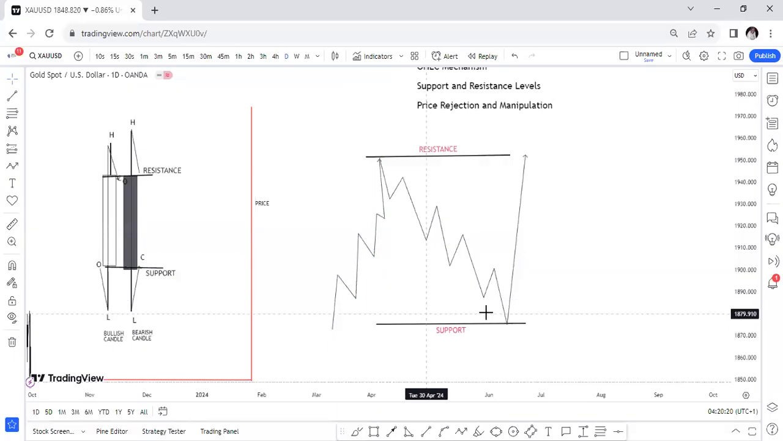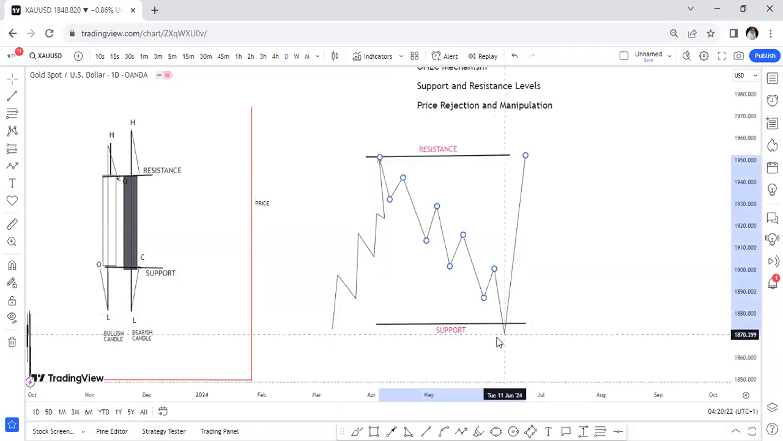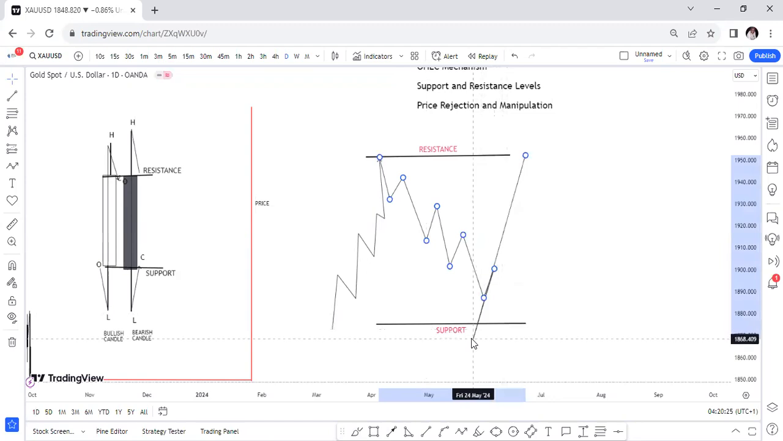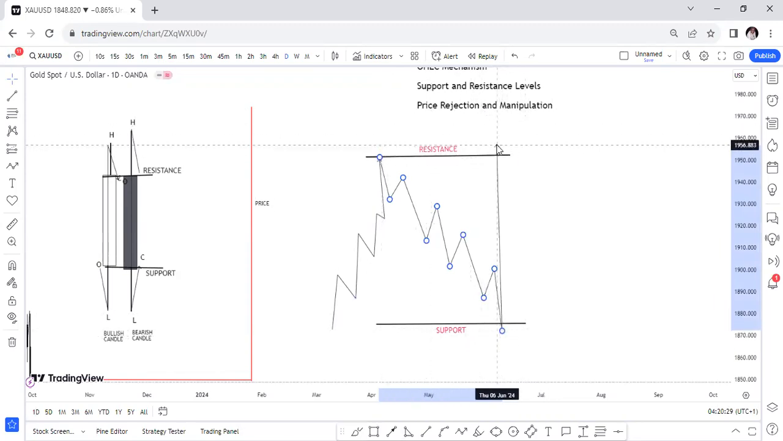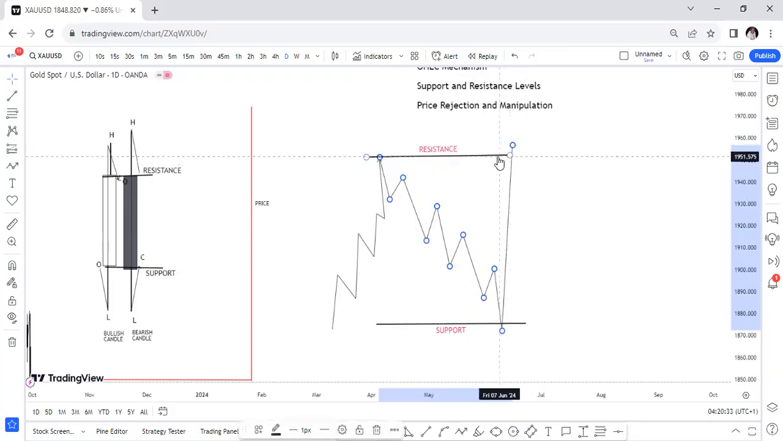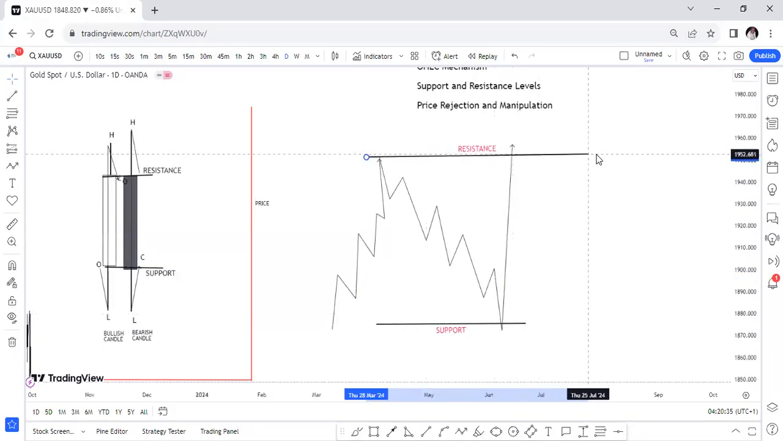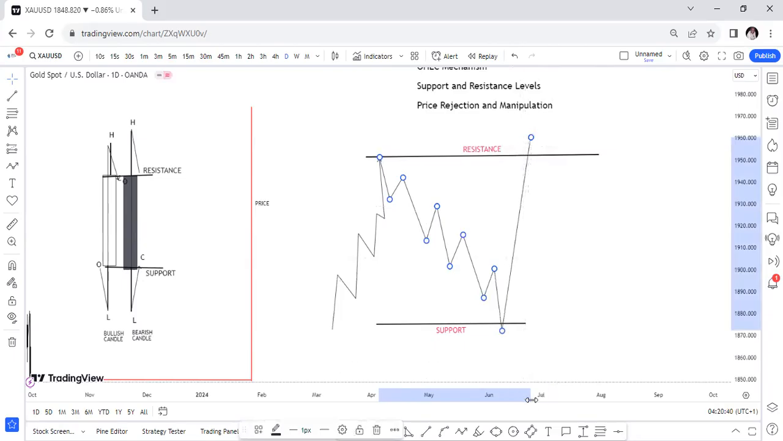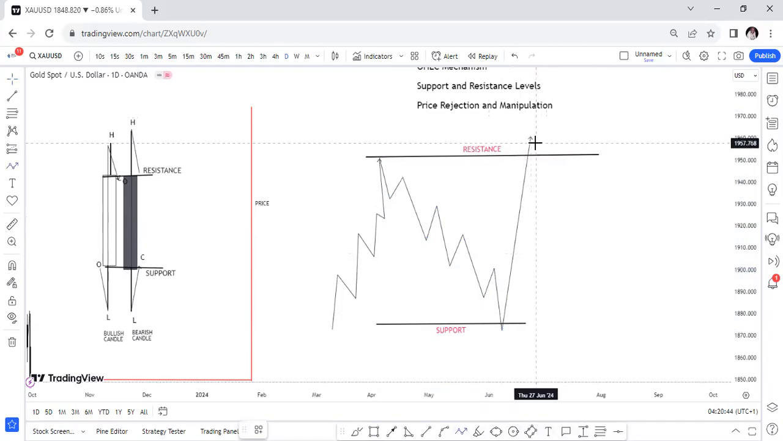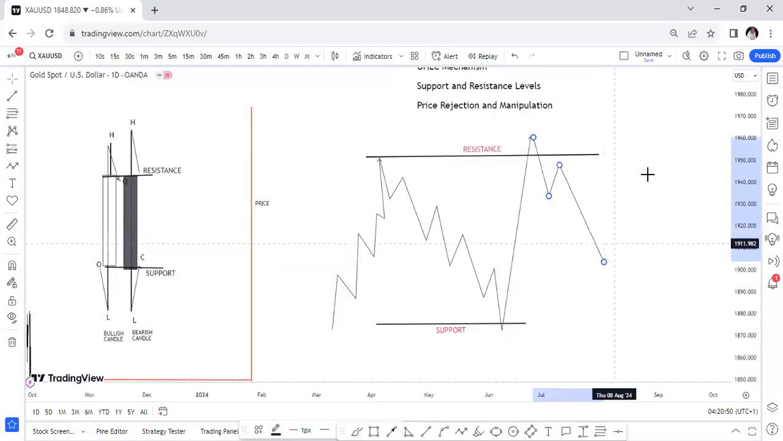So manipulation is all about taking off the support level and the resistance level. Taking off the support level where price comes to this place. This is a resistance level, right? When price comes to this place, what happens? It will trade off all the available stop losses above this place. Then it will start coming down.